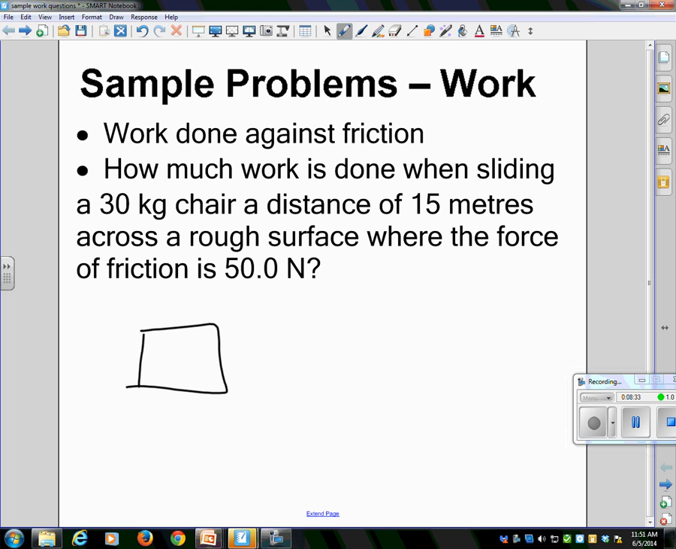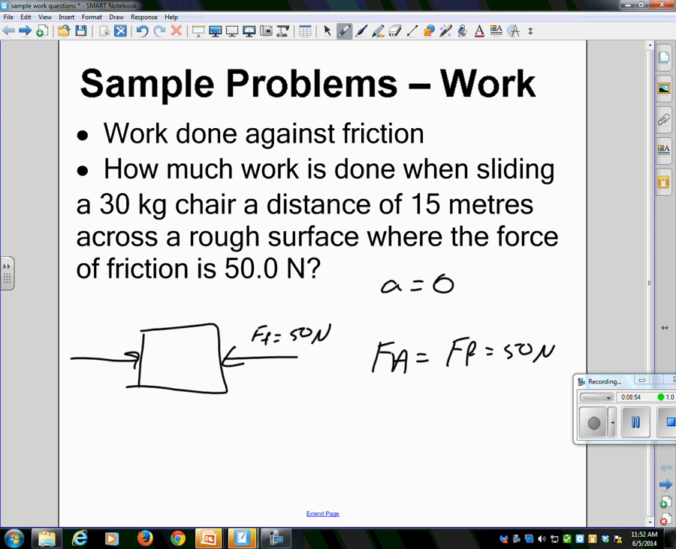Okay, so you're pushing the chair, but friction is pushing back with 50 newtons. Now, it doesn't say there's an acceleration, so you have to assume that it's at a constant velocity, which means the acceleration is 0, which means that your applied force must be equal to your friction force of 50 newtons. In other words, the 30 kilogram chair doesn't make any difference at all.